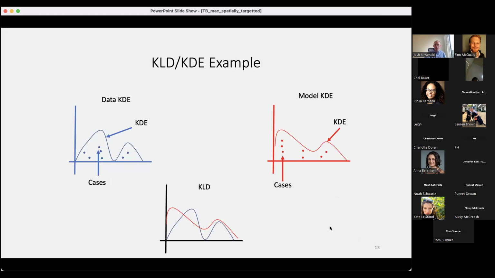So just to hammer this point home, in a very simplistic example, if we have cases, let's say over time, in the blue plot, we can smooth it using a KDE and say that's the data. Then we have a similar model-generated plot as well, and then the KLD just compares the two.